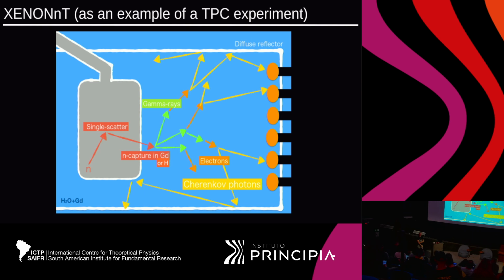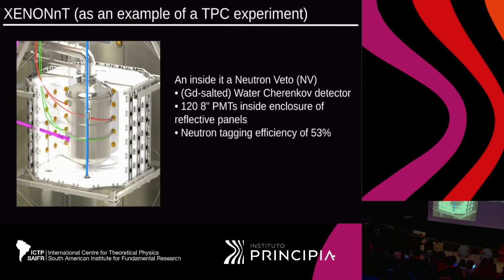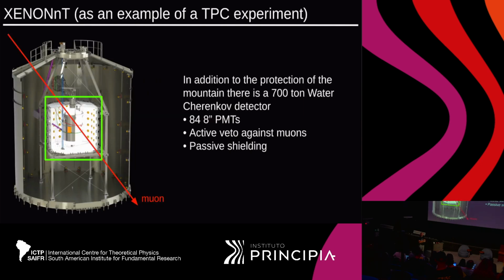I am a little bit confused because in the previous slide we started with a muon coming from outside, right? Yes, we started with a muon, and then we are talking about a neutron. Yes, so all these different layers are designed to handle different types of radiation.